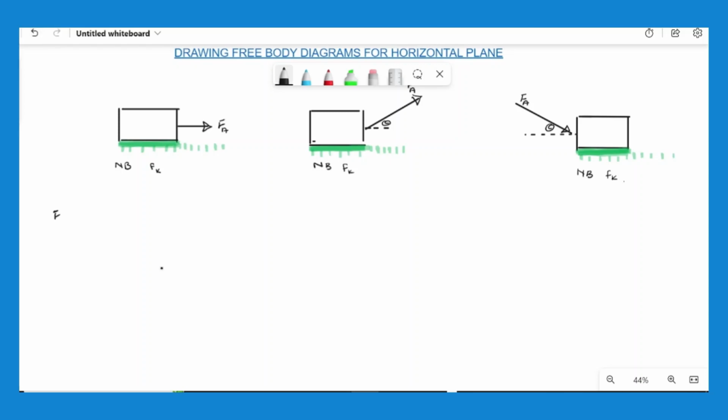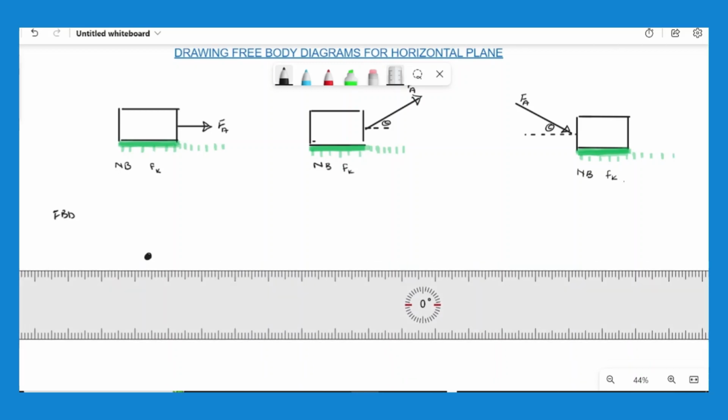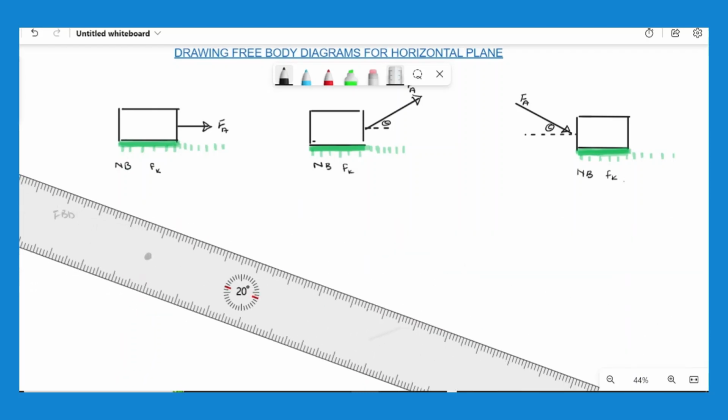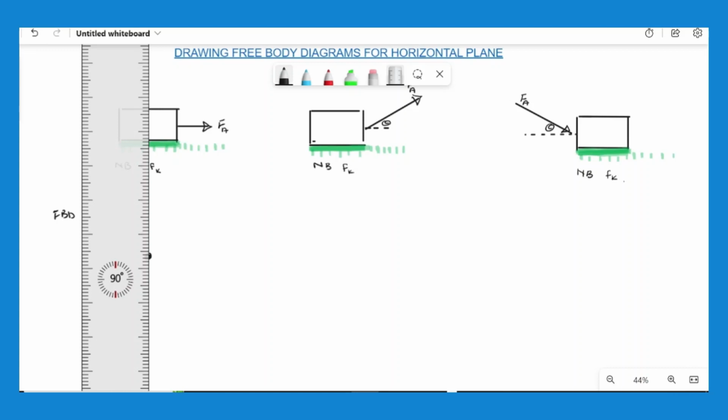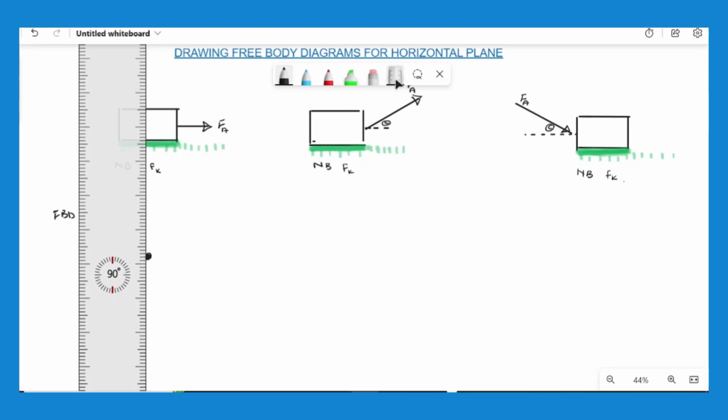When you draw the free body diagram, we represent the object as a dot or a point. Then we draw the forces acting on the object from the point, and they should be pointing away from that object. The first force that we draw in our free body diagram, I always like to start with the weight of the object. Now, the weight of the object is always acting downwards from that object.